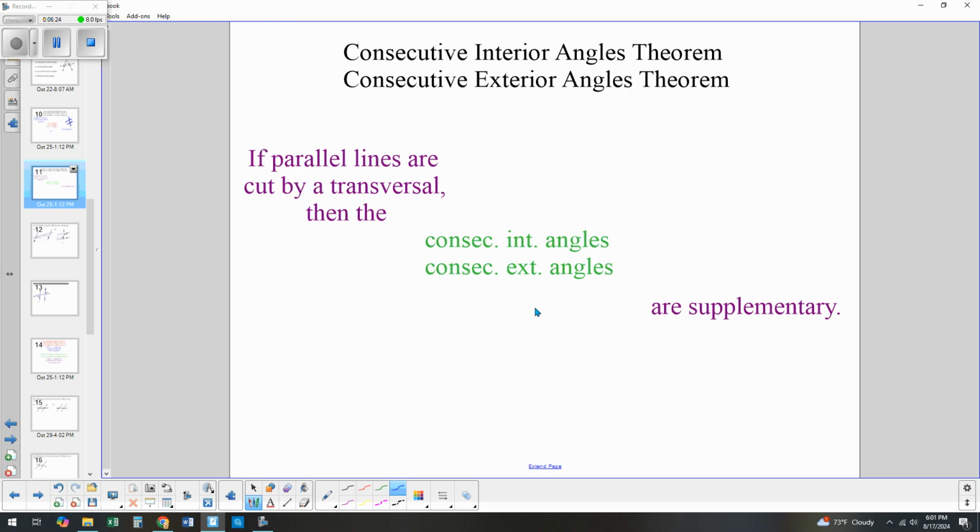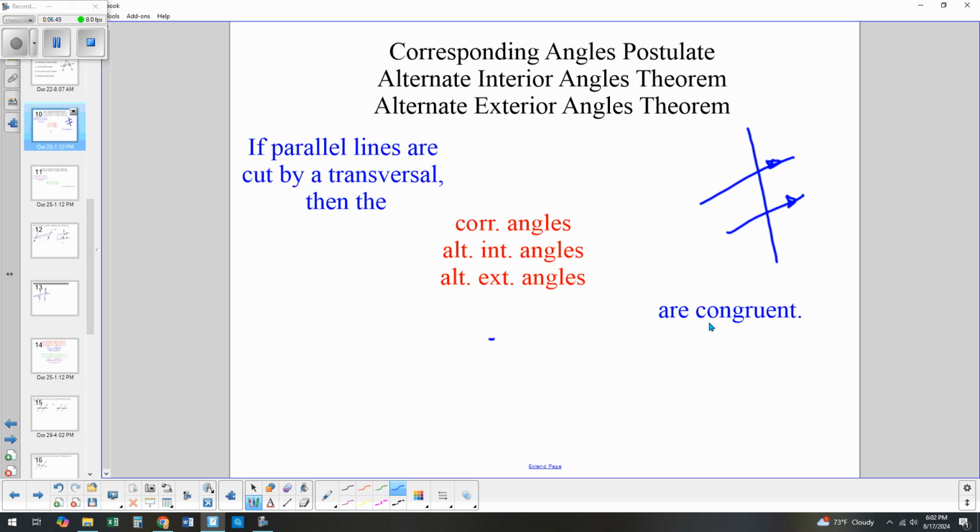And our other 2 theorems are going to be consecutive interior angle theorem and consecutive exterior angle theorem. Also starting, if parallel lines are cut by a transversal, then the consecutive interior angles are supplementary. So consecutive interior and consecutive exterior angles are supplementary or add to 180. So the only things that add to 180 are the ones with the word consecutive, and then all the other relationships are going to be equal or congruent.